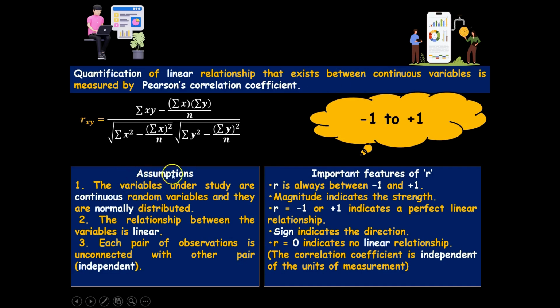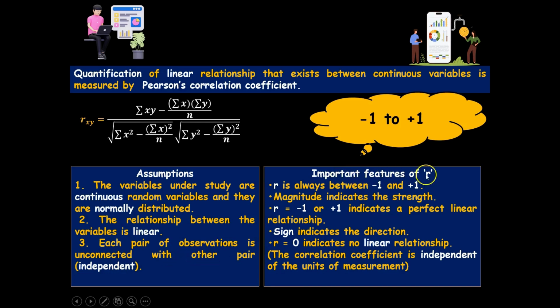Well, it is a parametric procedure and it is based on some assumptions. The first assumption is that the variables under study are continuous random variables and they are normally distributed, which is very important. The relationship between variables is linear. This is also important. Each pair of observations is unconnected, rather independent of other pairs.